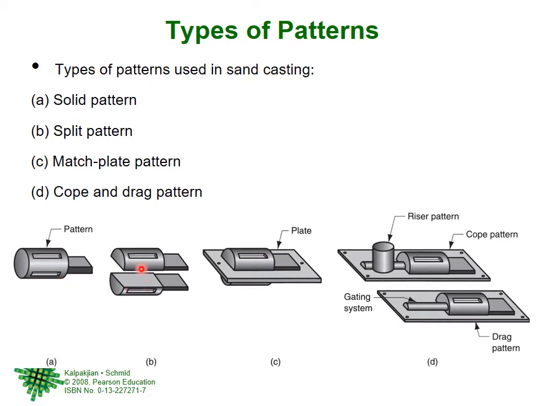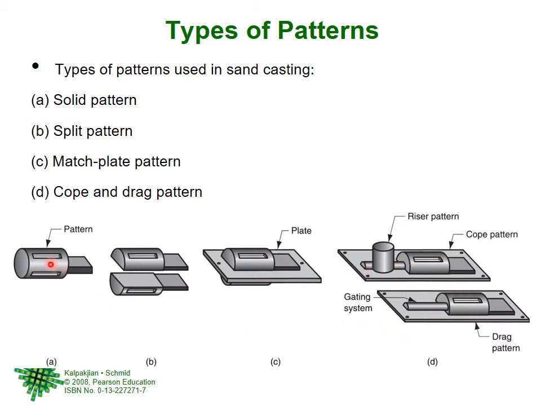Or you can put this part and this part on a plate. So this is a match plate pattern. And you put this inside and tamp it, and when you use this part, then you are making the cope part. When you use that part, you are making the drag part. So you can use the match plate pattern twice and so on. And cope and drag pattern, you directly have it for the cope side, you directly have it for the drag side and so on, right?